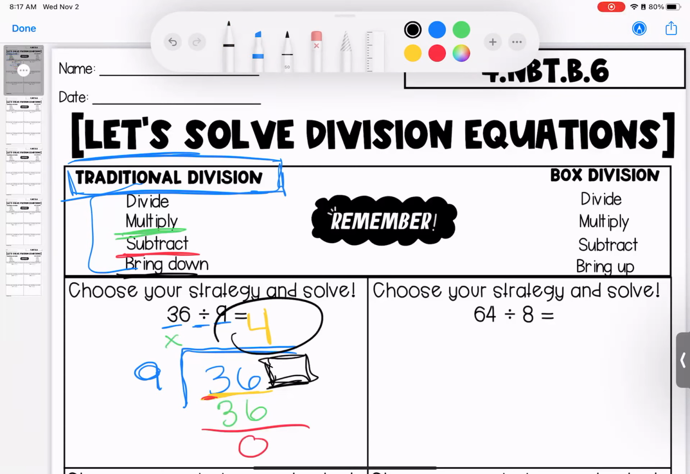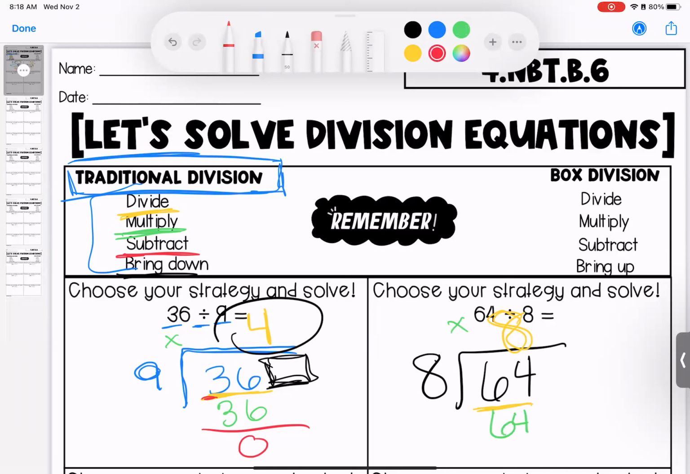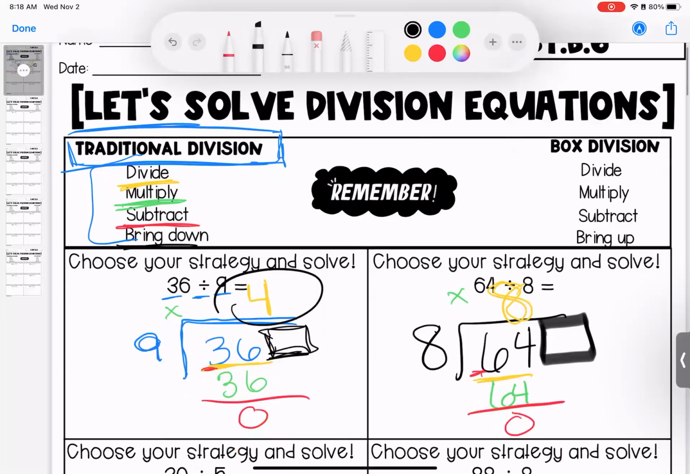Moving over to our next one, we have 64 divided by 8. We go through our checks. We start with divide. Can 8 divide into 6? No. It's bigger than the number we're dividing into, so it doesn't work. We're looking at the whole 64 again. We're asking ourselves, 8 times what gives me 64? 8 times 8 gives me 64. I'm still going to go through my steps. I multiply. 8 times 8 is 64. I subtract. 64 take away 64 is 0. I bring down. There's nothing over here. So my problem is done. 64 divided by 8 is 8.